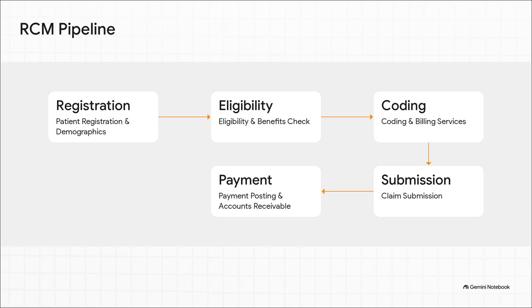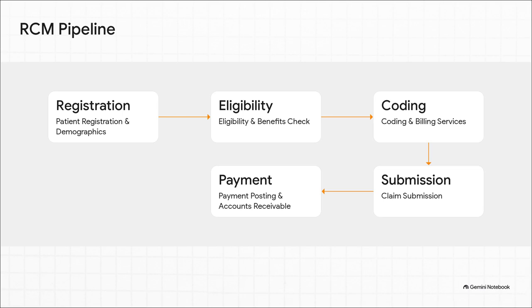It starts right at the front end with patient registration, capturing demographics, verifying eligibility and benefits. Basically, this is where we make sure the patient actually has coverage in the first place. Then we move into the mid-cycle, dealing with referrals and authorizations, followed by the heavy lifting of medical coding and billing. That's where we translate clinical documentation into your CPT, ICD-10, and HCPCS codes.